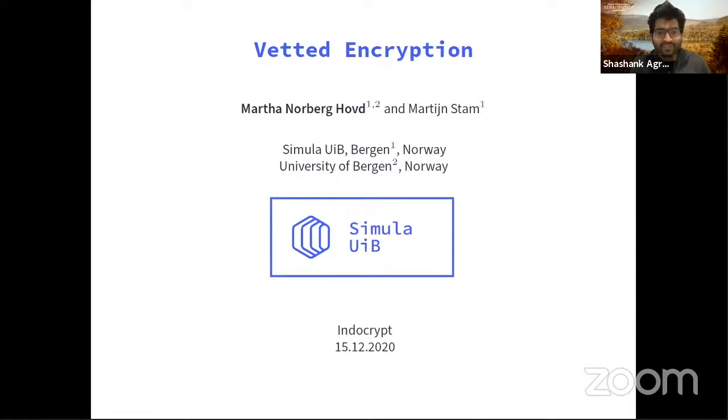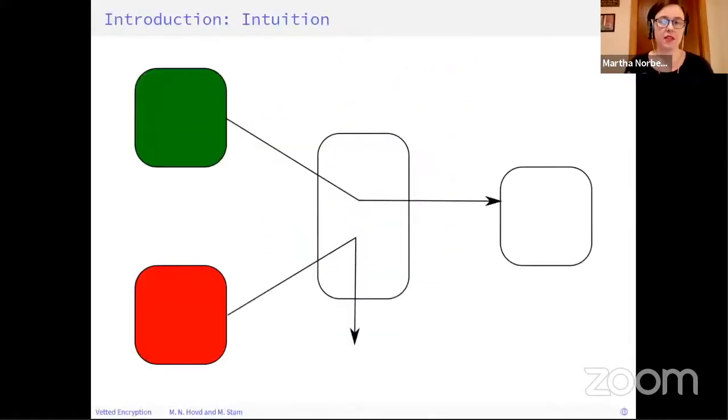Okay, good. So this is the brief presentation of vetted encryption, which is collaboration with Martijn Stam. The intuition of vetted encryption is that a recipient gets to specify which senders actually get to send them encrypted messages by setting up a public filter. A sender is vetted by being given a special encryption key that they use to encrypt messages. And they send the ciphertext to the filter, and if the filter verifies that the sender is actually vetted, then the message is forwarded to the recipient, and if not, the message is rejected.